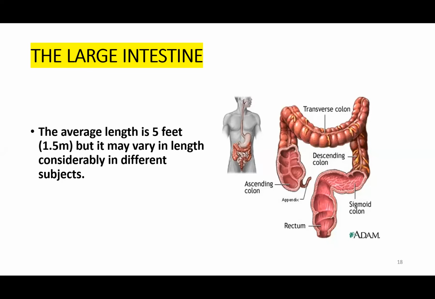Now, the anatomy of the large intestine. As we mentioned, the major role of the large intestine is absorption of water and salt. Most of the nutrients have been digested and absorbed in the small intestine. The large intestine absorbs most of the water, 90% of the water from the content entry, and the salt, and it solidifies the contents to form stool.